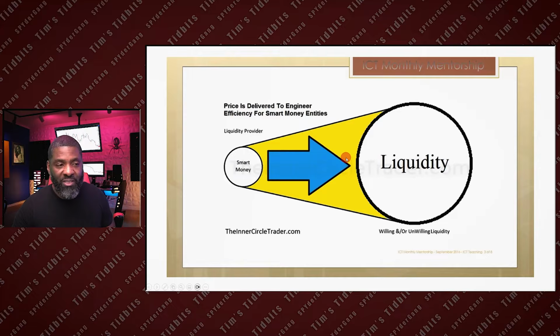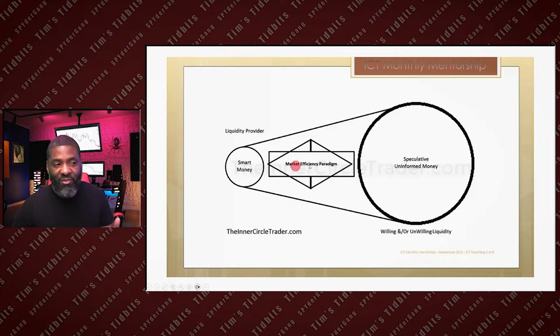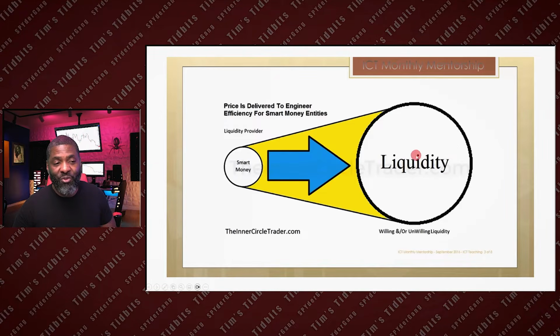Now, you have quote unquote retail traders that are in this area of smart money because they have figured out the market efficiency paradigm, as Michael likes to call it. They figured out that everybody in this circle is the liquidity for everybody in this circle. Once I figured that out, once that clicked, I said, aha! So I can trade with my little bit of dough with the mindset of those in this circle.